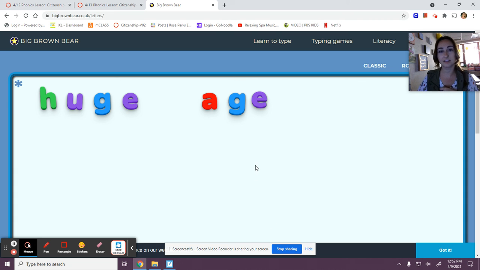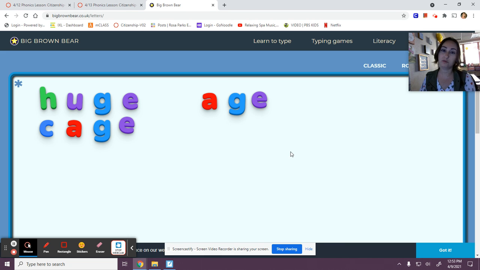Cage. Cage is one I'm actually going to have you practice too. Let's look at this together. Cage. K. Age. The K in cage is a C. Cag. Cage.